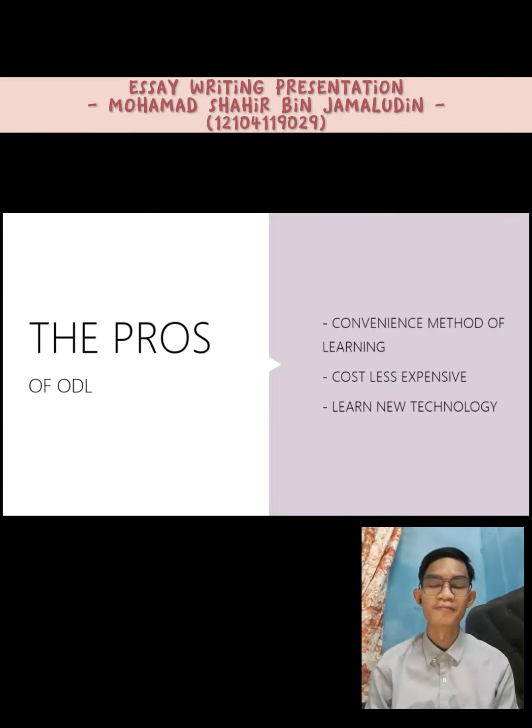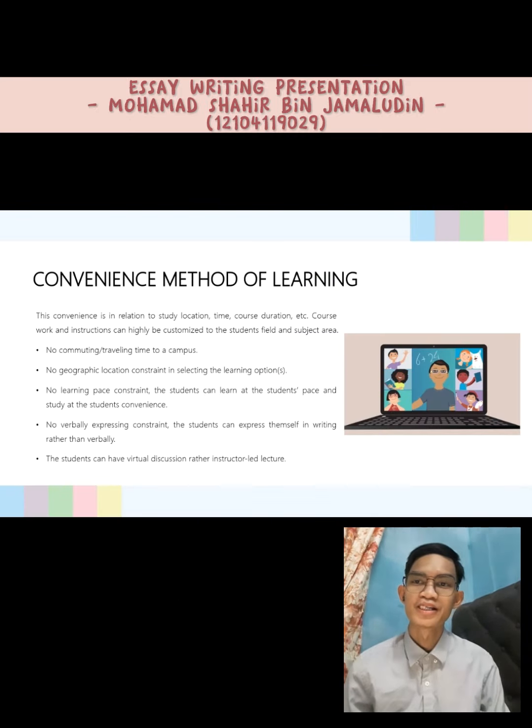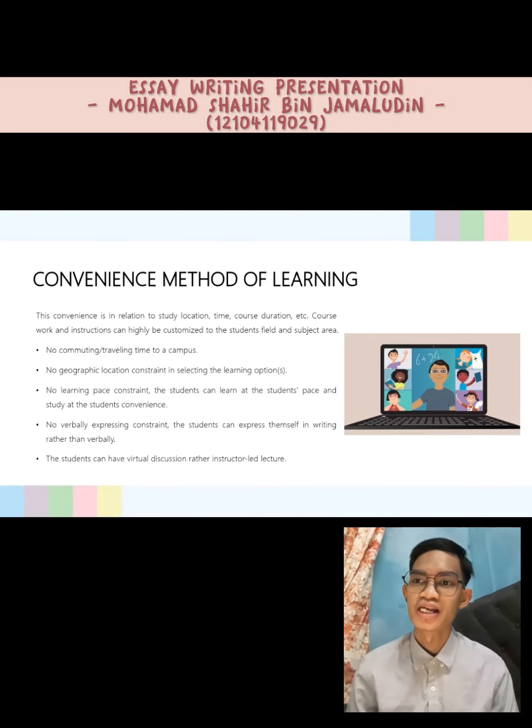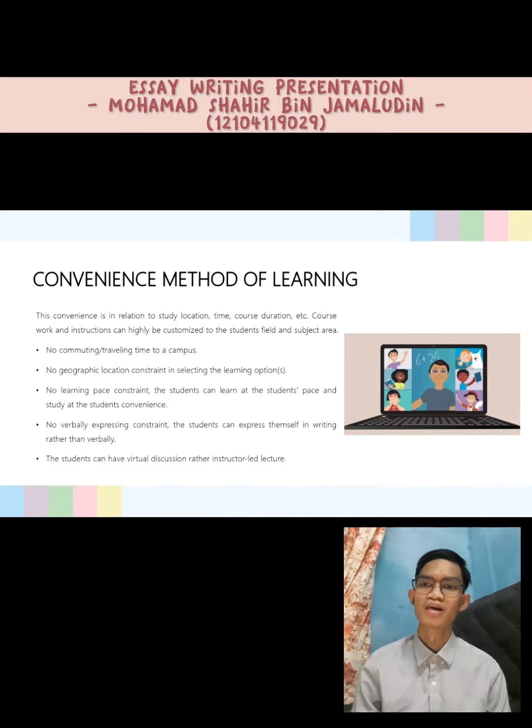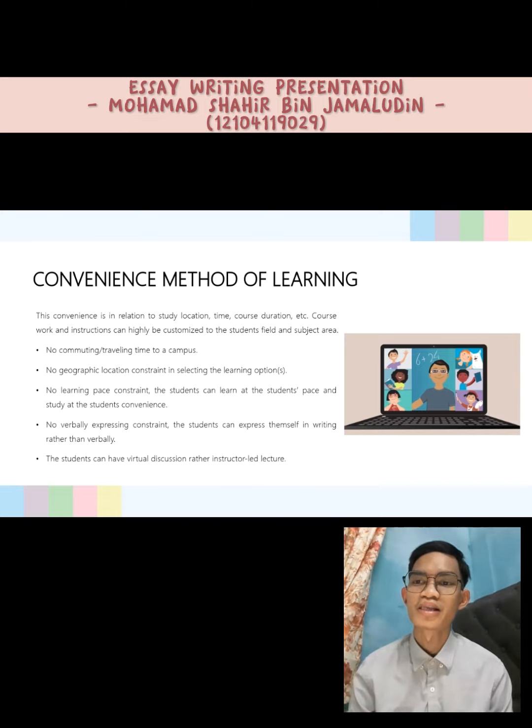Online education pros can be divided into three groups. First, convenient method of learning. Second, less expensive cost. And third, learn new technology. Okay, we start with the first point of the pros, which is convenient method of learning. This convenience is in relation to study location, time, cost, duration, etc. Cost, work and instruction can highly be customized to the student's field and subject area, which means no commuting, no traveling time to campus, no geographic location constraint in selecting the learning options, no learning pace constraint.